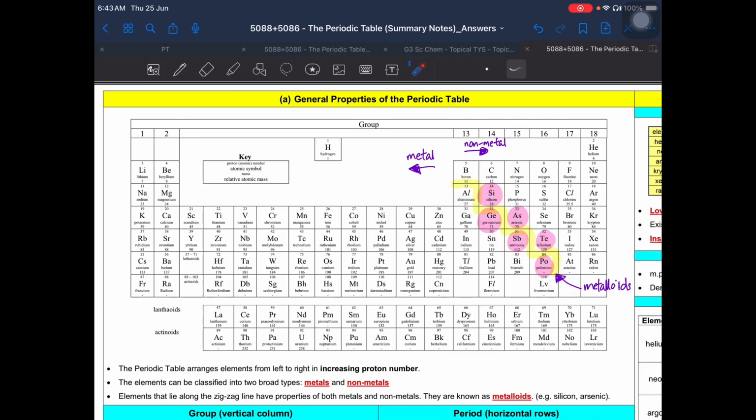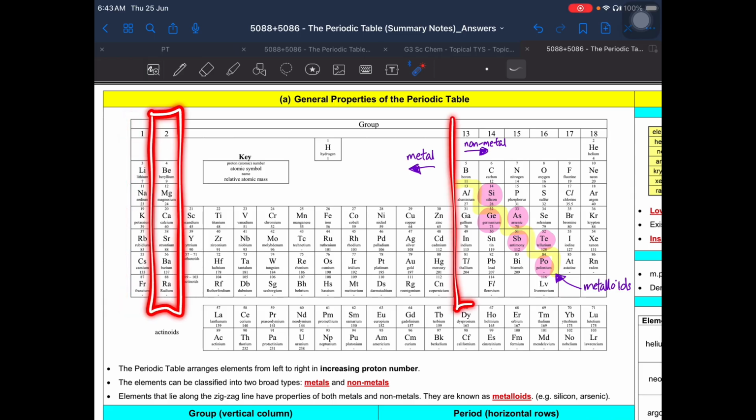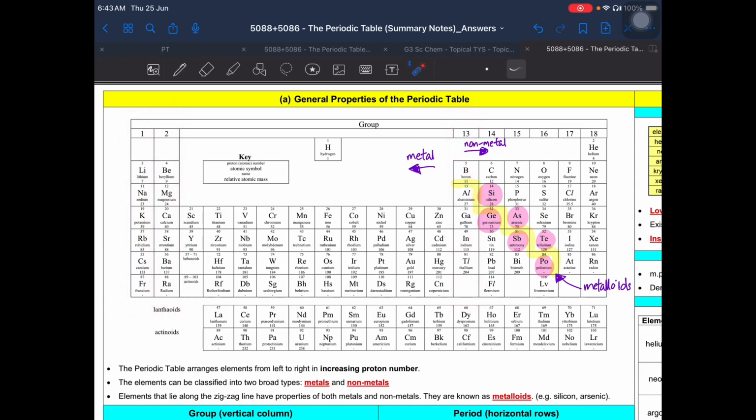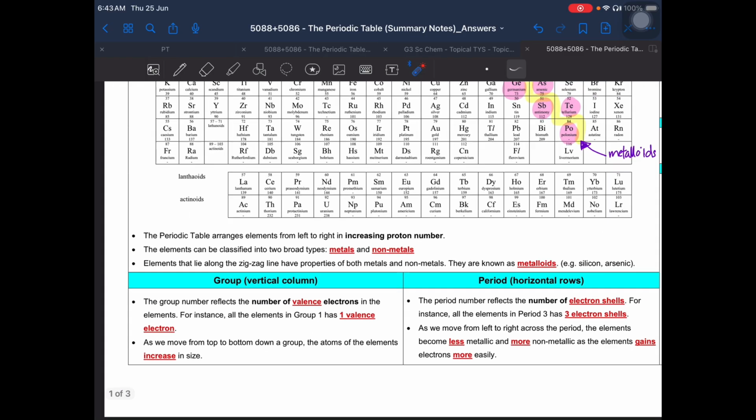Now, what else do we know from the periodic table? We also know that in the periodic table, there are things called groups, right? So what are groups? Groups will be all your vertical columns. So this is called group 1, then you have your group 2, then you have your group 13, 14, so on and so forth. And there's something that we call the horizontal rows. These are our periods, right? So this is period 1, this is period 2, this is period 3, this is period 4. Okay, so how exactly are the elements arranged? This is what we need to take note of as well.